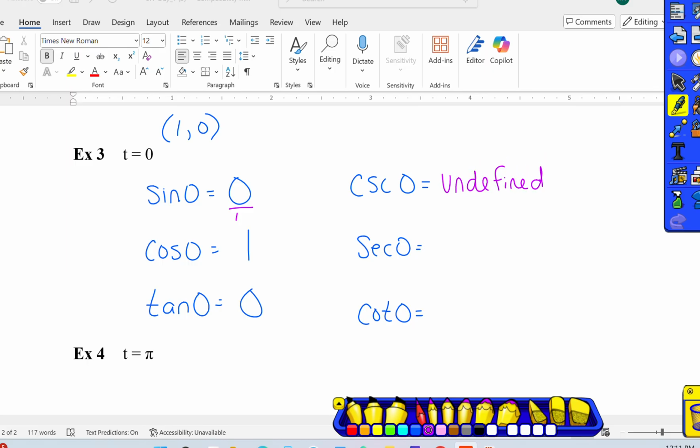Get my posters up here, right? 0 and undefined, those are opposites. Those are reciprocals of each other. 0 on top, that means the answer is 0, it's okay. 0 on the bottom, not okay, that's your undefined. So secant is going to be the reciprocal of 1, which is still 1. And then cotangent, the reciprocal of 0 is also undefined. That means it doesn't exist. There's no answer.